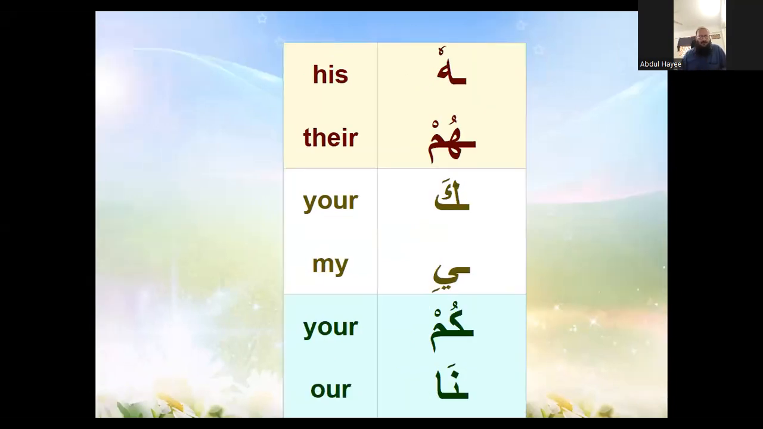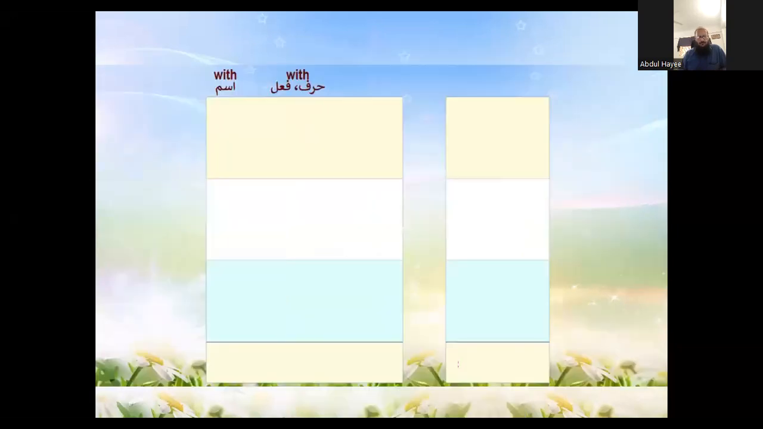We have another form that is called the attached pronoun. The attached pronoun comes in the form of huwa coming as hu, his. Hum comes as hum, their. Anta comes as ka, your. And ana comes as ee, my. Antum comes as kum, your. And nahnu comes as na, our. Na means our. So they are called attached pronouns.